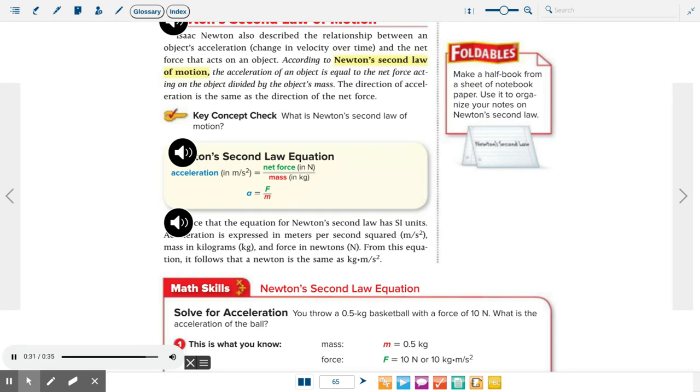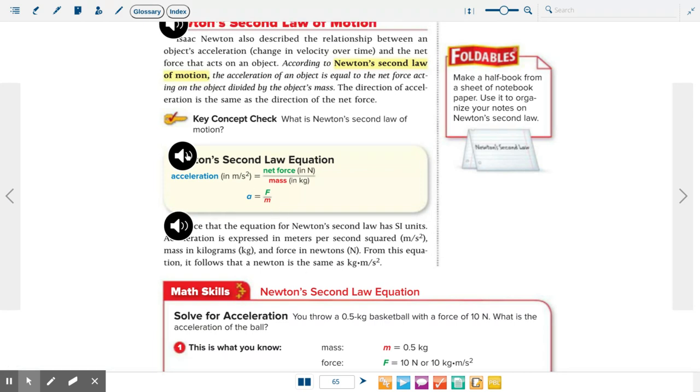Concept check. What is Newton's second law of motion? Newton's second law equation. Acceleration in meters per second squared equals net force in newtons divided by mass in kilograms. A equals F divided by m.